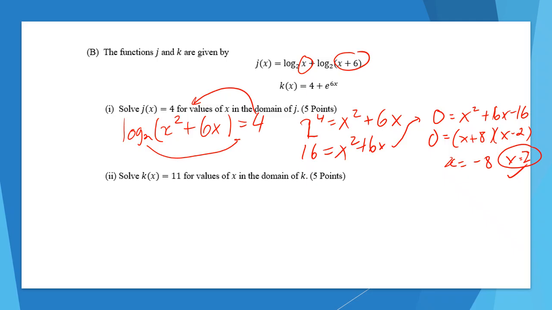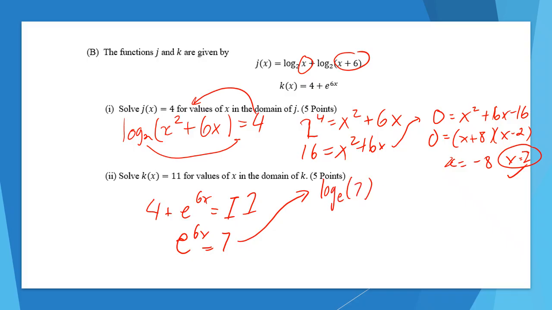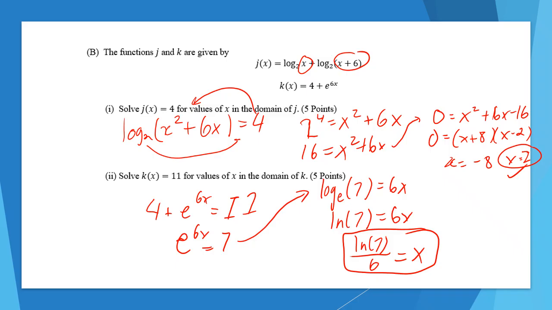Looking at B2, this is going to be 4 plus e to the 6x equals 11. Here we're going to subtract 4, so e to the 6x equals 7, and then take this and convert it into logarithmic form. So log base e of 7 equals 6x. This is then just going to be ln 7, and then divide both sides by 6 to get ln 7 all over 6 is equal to x, and that should be our answer for B2.